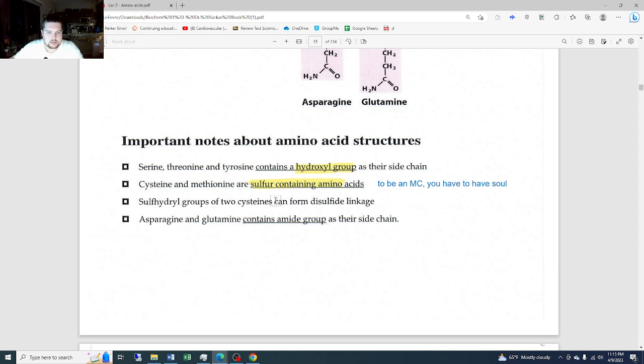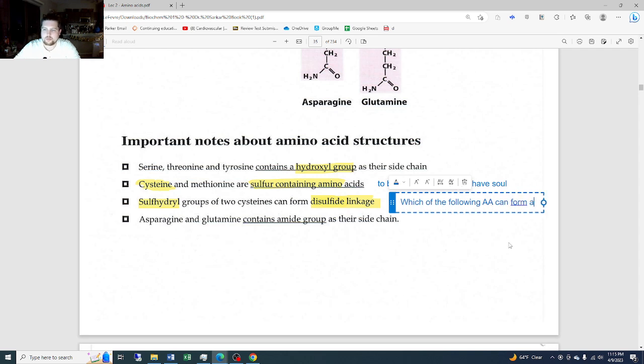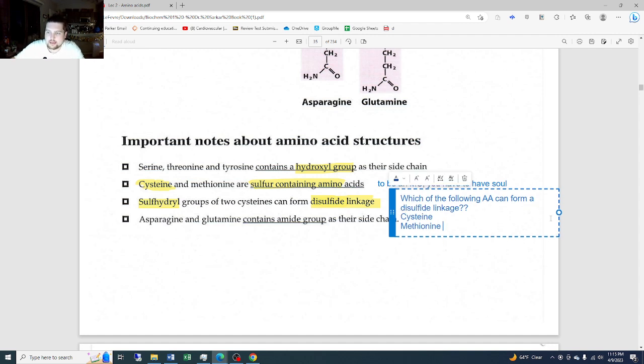And the sulfhydryl groups of two cysteines can form a disulfide linkage. This will be a big question that they love to ask. The sulfur-containing amino acids, especially cysteine and methionine, can have a disulfide linkage. That's a good question that comes up almost all the time. Which of the following amino acids can form a disulfide linkage? Answer: cysteine or methionine. Either of those would be acceptable answers, more commonly cysteine.